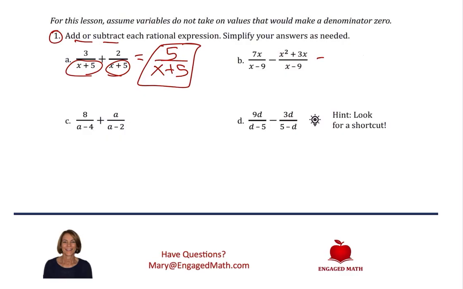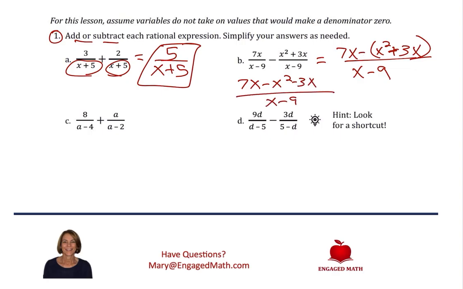Okay, let's go to b. Now we're subtracting, but we already have our common denominator of x minus 9. So once again, we're really lucky. What we're going to do is say 7x, and then subtract the numerator from the second fraction, so x squared plus 3x, and we're subtracting that entire quantity. Notice I put that in parentheses to make sure that negative gets distributed to both terms. So now we have 7x minus x squared minus 3x over x minus 9.